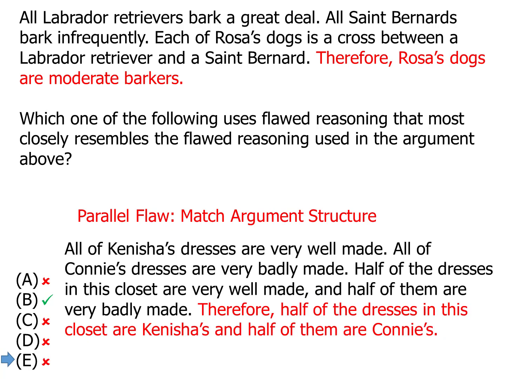Same problem really with answer choice E. Half the dresses in the closet are Canisia's, half of them are Connie's. We need the dresses to be halfway between Canisia and Connie, so I guess they both own them or something. Regardless, it's not parallel. So that means answer choice B is our answer.